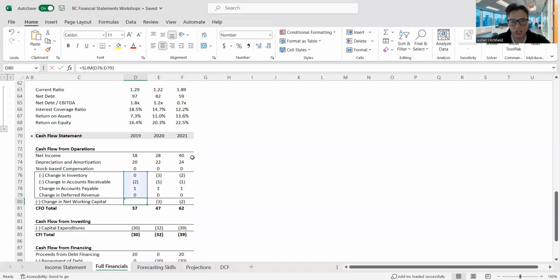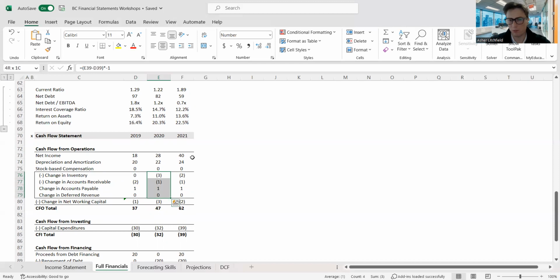And so this total change in net working capital is just the sum of all of the current assets and current liabilities. And a side note, working capital means a similar thing to current assets and current liabilities. These are the assets and liabilities that are important for the day-to-day operations of the business. And so we subtract that net working capital.